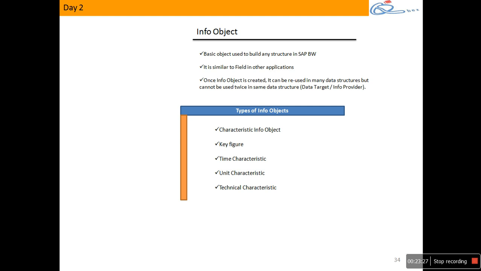We'll have characteristics, key figures, time characteristics, unit characteristics, and we'll have something called technical characteristics, and different types. Now what is what? Just point to point. See, any descriptive information or any business subject that you want to analyze would be your characteristics. For example, customer number, customer name, region, cost center, company code, controlling area, sales organization, distribution channel, division, country, region, state, district, all this would be your characteristics. It is what you refer to as a dimension in BO.